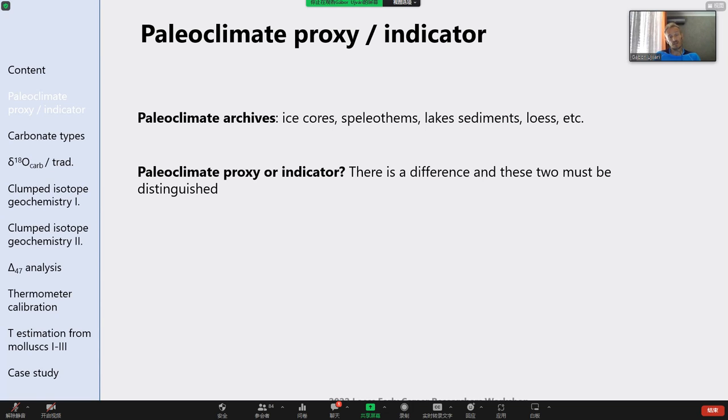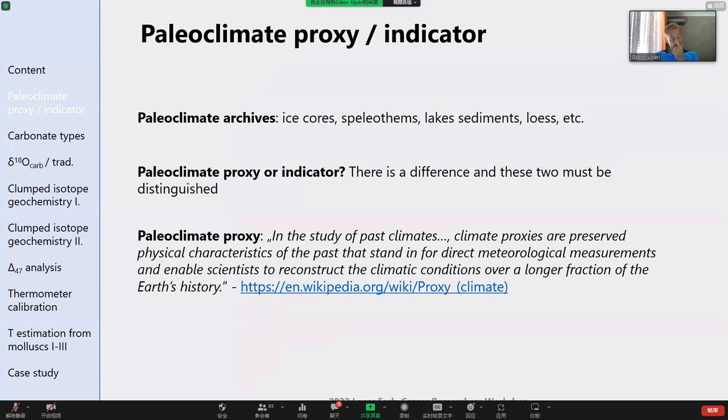What is a paleoclimate proxy, and is there any difference between an indicator and a proxy? In my opinion, there is a difference, and these two must be distinguished. We all know that the meteorological measurements only started in the 1880s, or some decades later at some other places. So we don't have direct meteorological measurements of past climate in the Earth history. And this is why the paleoclimate proxies are important.